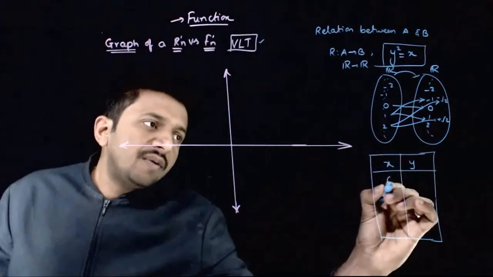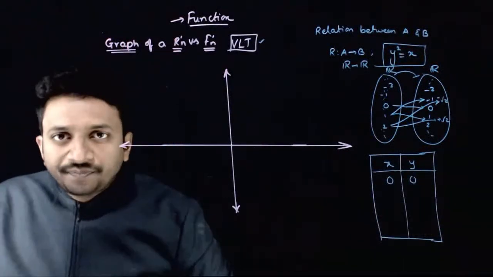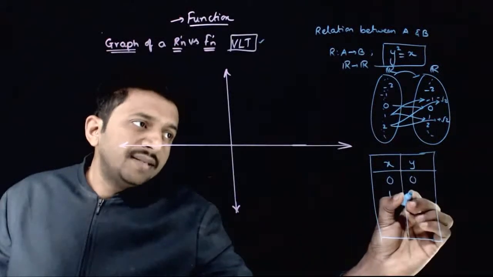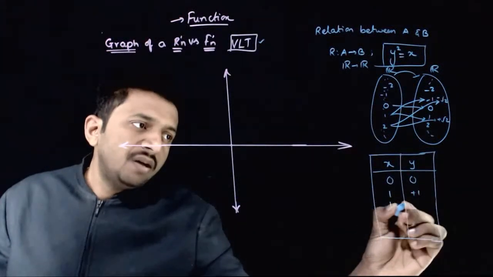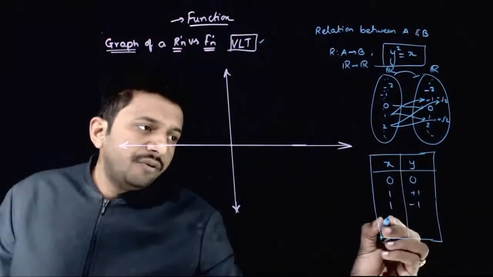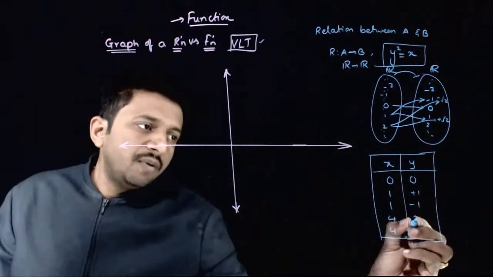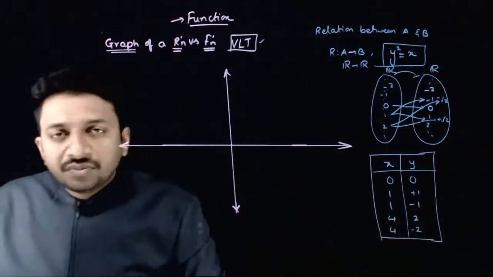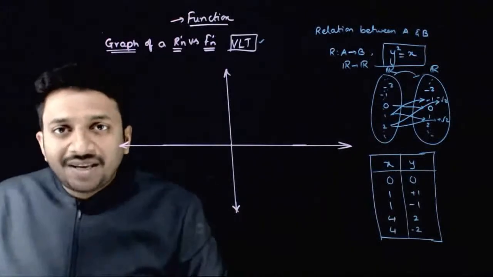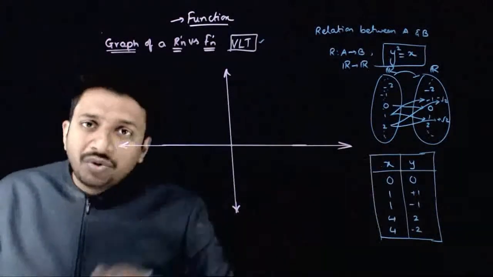So if x is equal to 0, y is equal to 0. If x is equal to 1, y is equal to +1 or -1, right? If x is equal to 4, y can be equal to +2 or -2, so on. If x is equal to 9, y can be +3 or -3, so on. This is how the points go on.